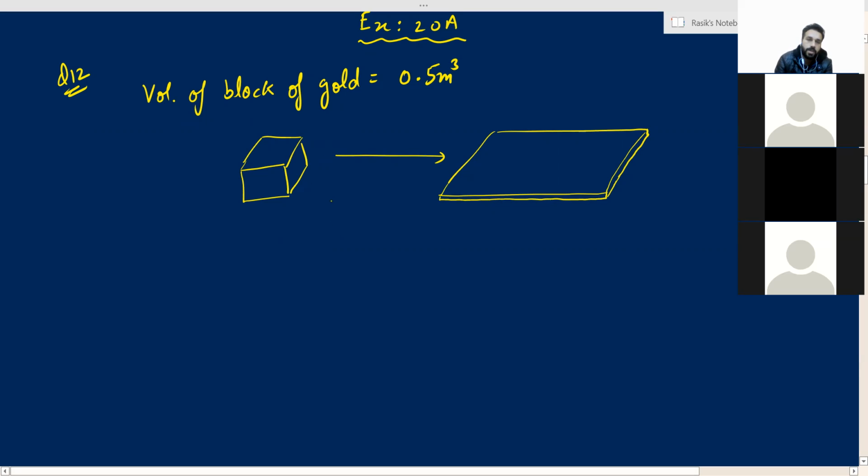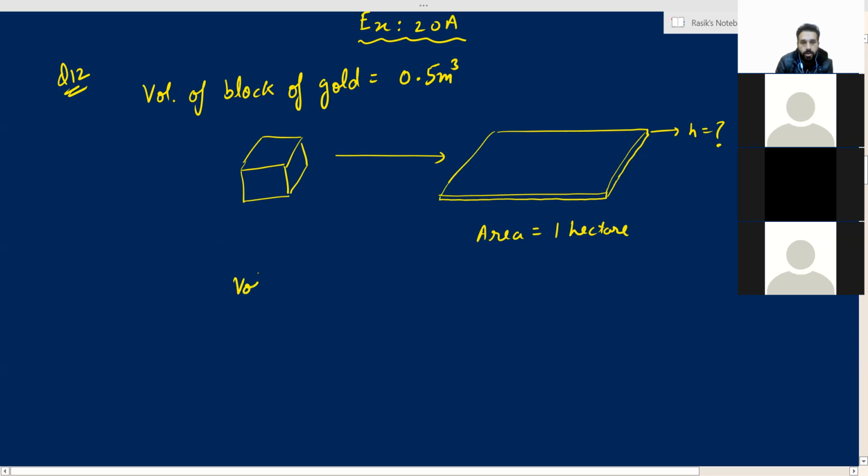Okay. So what is the volume given? It is 0.5 meter cube. Now the area of this sheet is given. Area of the sheet is 1 hectare. And we have to find the thickness of the sheet. That means the height of the sheet is missing. This is what we have to find, the thickness, height of the sheet.